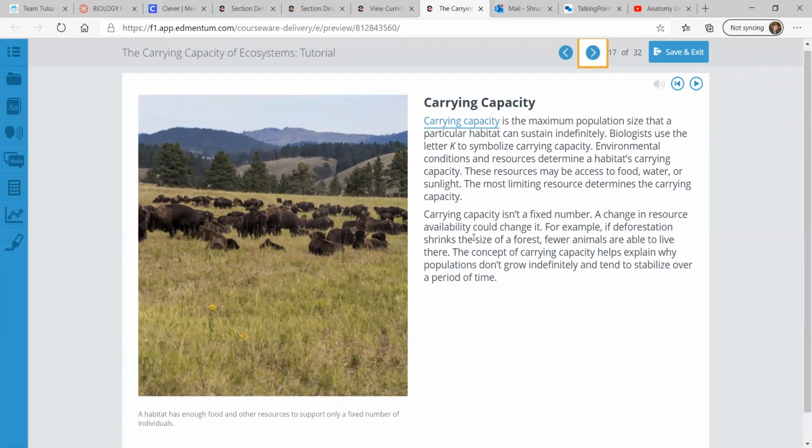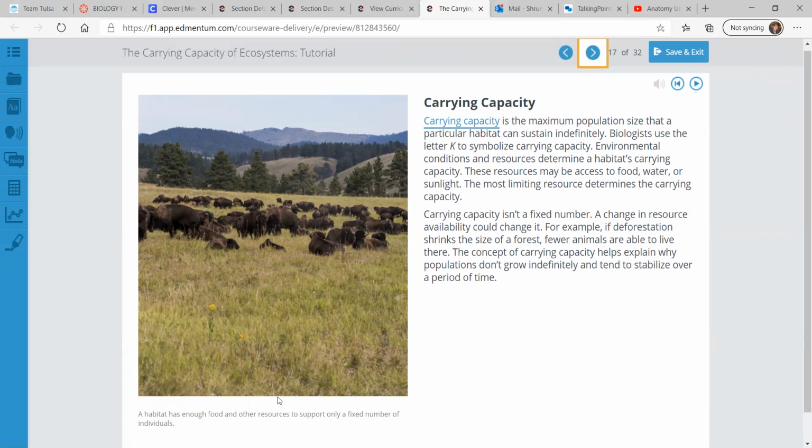Carrying capacity. Over here we have a picture, a bunch of buffalo, bison. A habitat has enough food and other resources to support only a fixed number of individuals. And the carrying capacity is the maximum population size that a particular habitat can sustain indefinitely. Biologists use the letter K to symbolize carrying capacity.